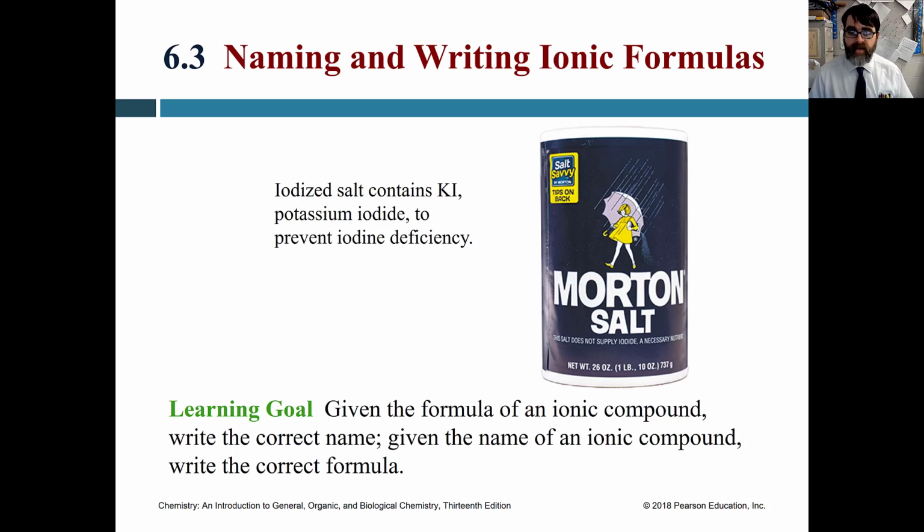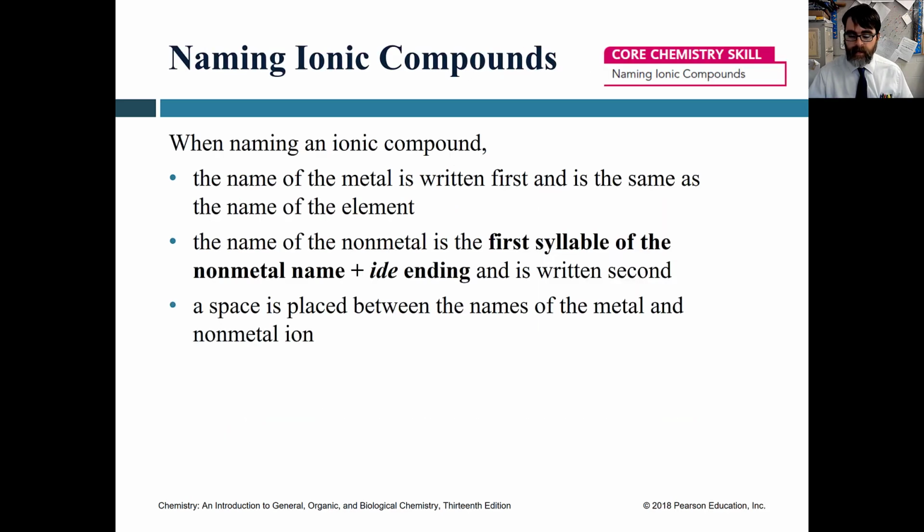I mentioned it briefly when we were going through naming the individual ions, but here we're going to get into some more practice writing ionic formulas as well as how to name them. They use the example of iodized salt having potassium iodide, KI, in there, and of course the salt itself is sodium chloride, which we've used as an example plenty of times.